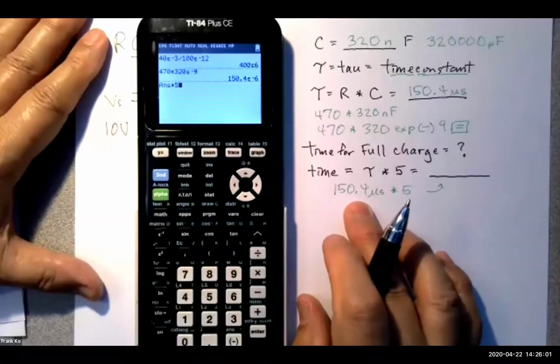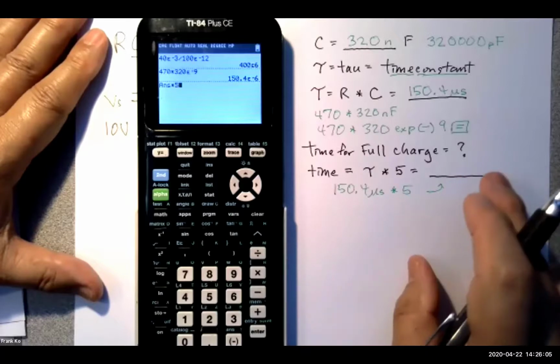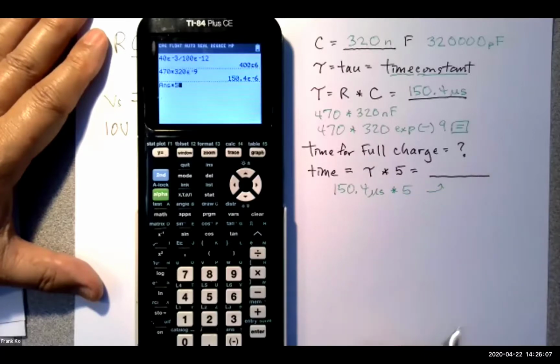-6. -6. So 150.4, 10 -6 times 5. What do you calculate as your time for full charge?